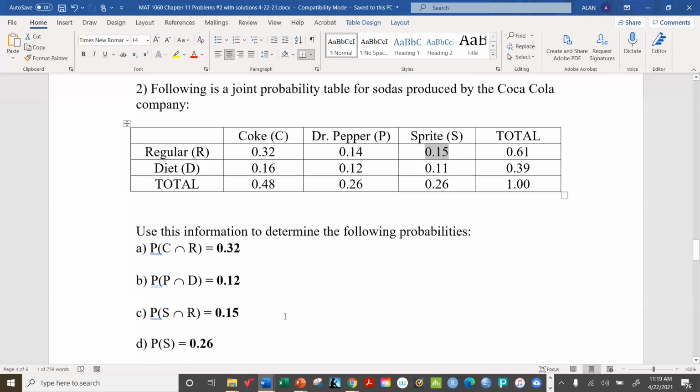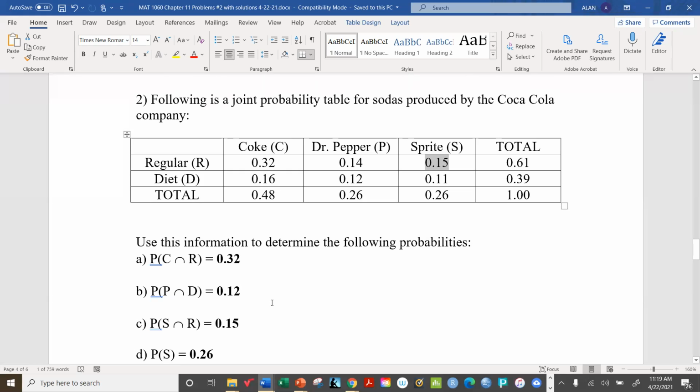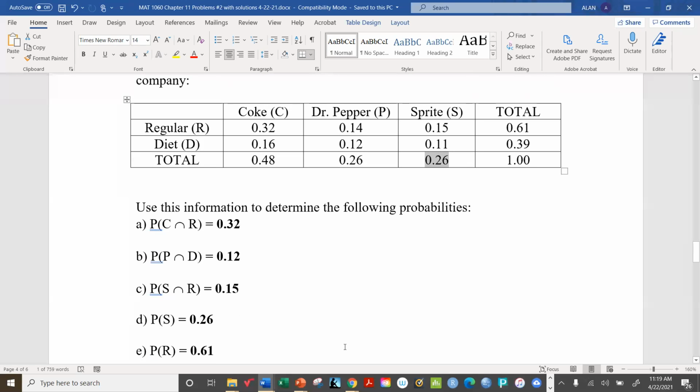Now, how about S? S in this case means Sprite. And so we look for the column total of 0.26, and that's all we need because that includes both regular Sprite and diet Sprite. All right, now how about R, regular? 0.61 is the regular soda in this sample, and of course 39% is diet. So the probability of R is 0.61.